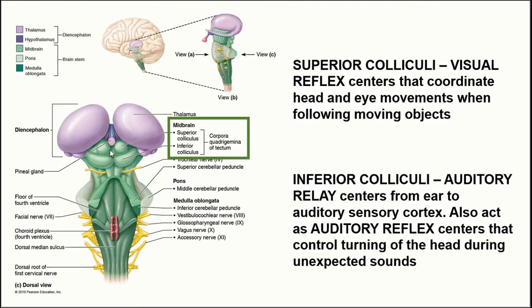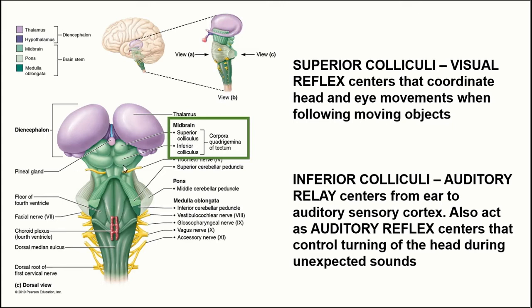The superior pair is referred to as the superior colliculi, and these structures coordinate visual reflexes, the reflexes that occur when you visually track a moving object. With this reflex, the head and the eyes are moved in a coordinated fashion so that you can track that moving object across your visual field.